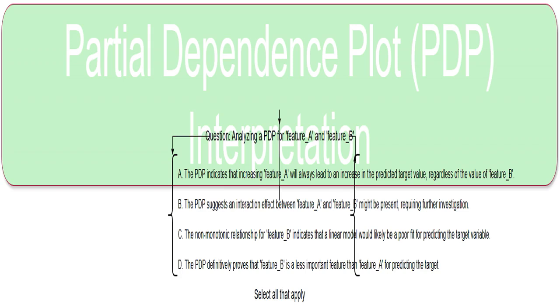The unpredictable, wavy line for feature_B shows that a simple straight line, which is what a linear model assumes, won't capture its relationship to the target variable well. A nonlinear relationship needs a nonlinear model. While the plot shows a generally positive relationship between feature_A and the target, it doesn't mean that this is always true, regardless of feature_B. The PDP averages out the effects of feature_B, but an interaction could still exist.